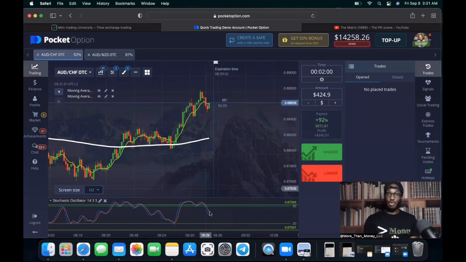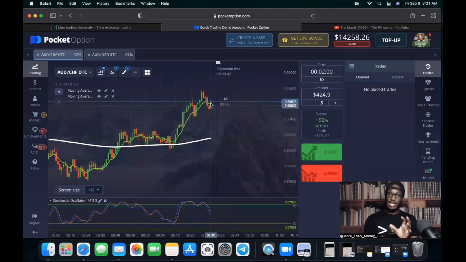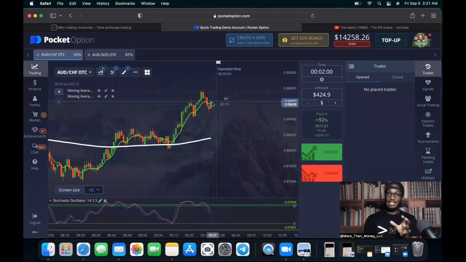I do like that. I would like to see my stochastic start to point upwards, but don't always wait on your stochastic. Understand that the stochastic moves slow. So I want you guys to focus more so on market structure and price action. Okay, we're getting some strong movement there. I like that action there.